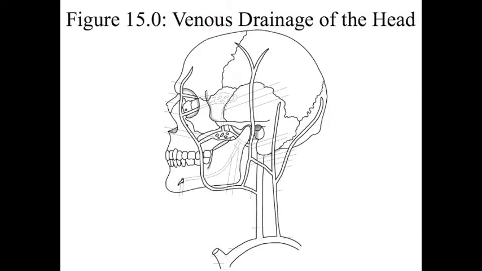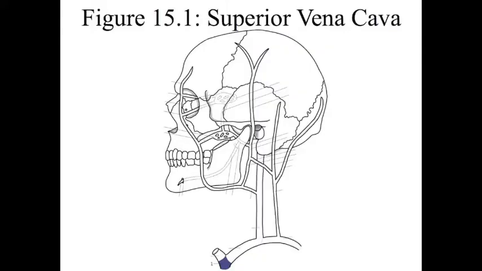Figure 15 is venous drainage of the head. Now, I'll make one thing clear. The venous drainage doesn't necessarily follow the arterial paths, so be careful. Number 1 is the large vein that drains into the heart. It is the superior vena cava.